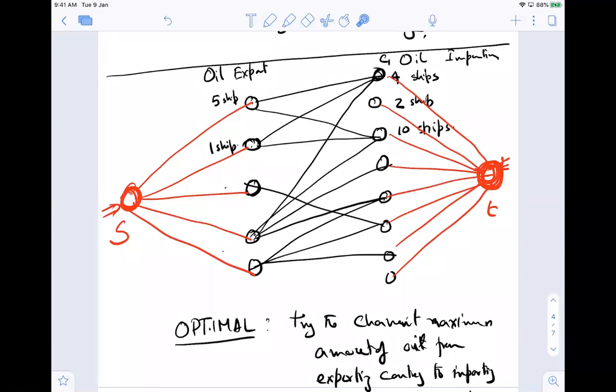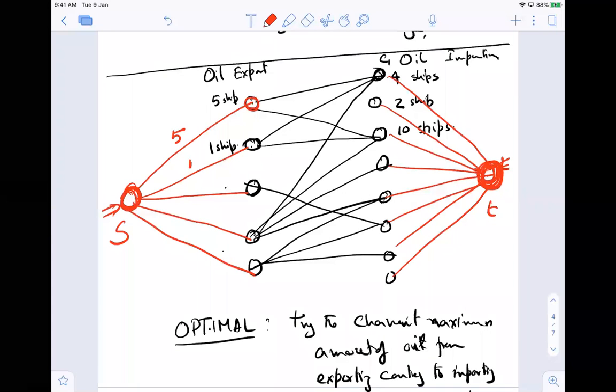Okay, why is it not right? Why will it not give you the desired result? Okay. Instead, what you can do is that here you can put each node here has a capacity. So this capacity is like, this exporting company can only get 5 ships. This export company can only get 1 ship, and so on and so forth.